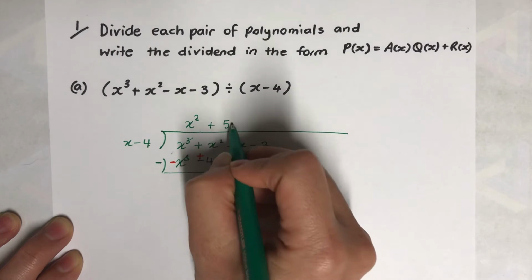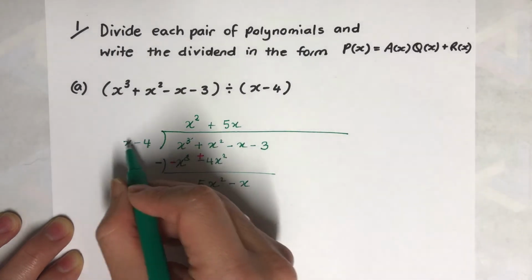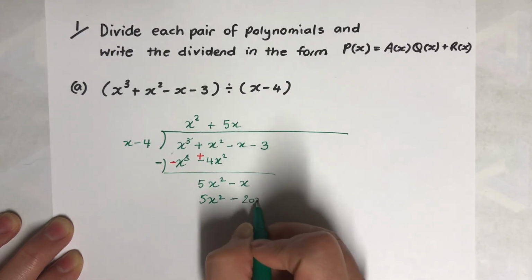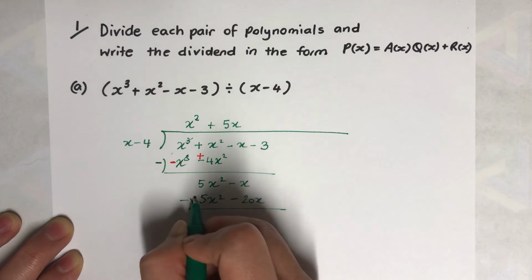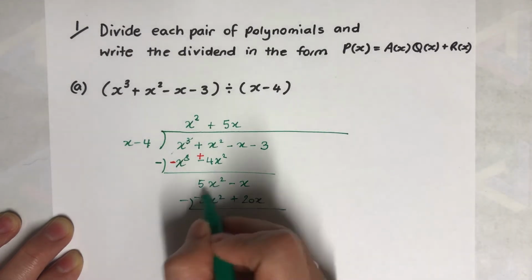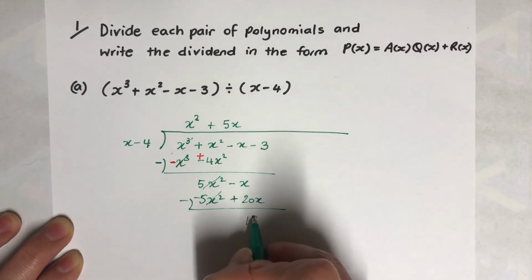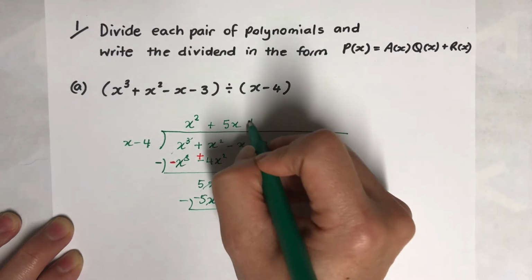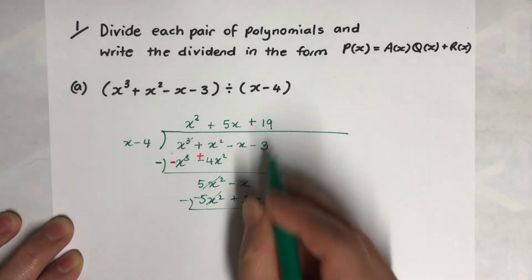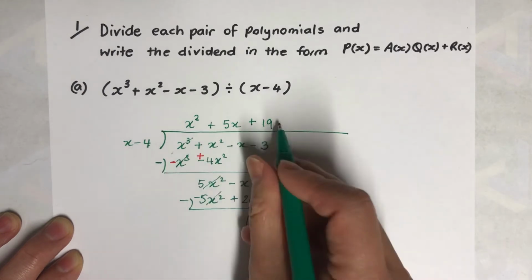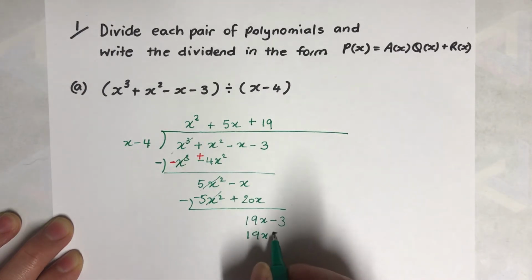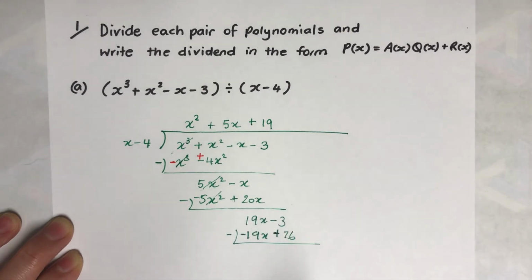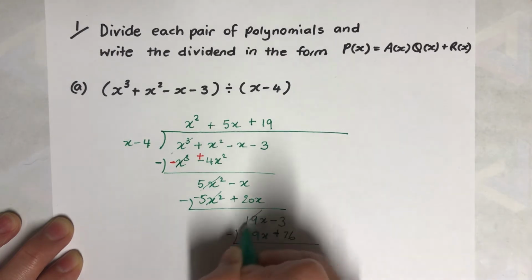To get the x squared, I'm going to have to times by 5x. So x times 5x is 5x squared, and 5x times minus 4 is minus 20x. Then I'm going to take away, so I've got minus there, plus there. Cancel that out, and I'm left with 19x. Bring the minus 3 down, and I'll just have to do plus 19. That gives me 19x, and minus 4 times 19 is minus 76. Minus minus will be plus, so I'm left with 73 because it cancels out.